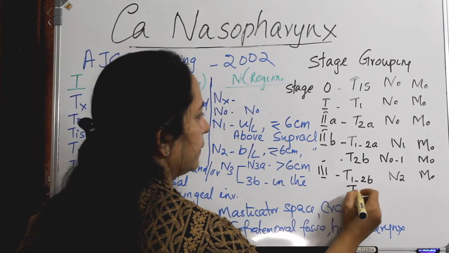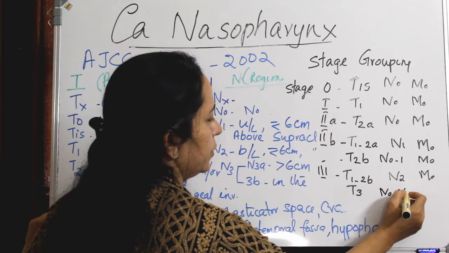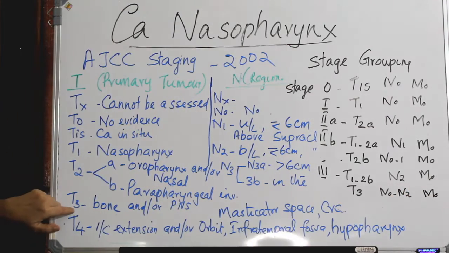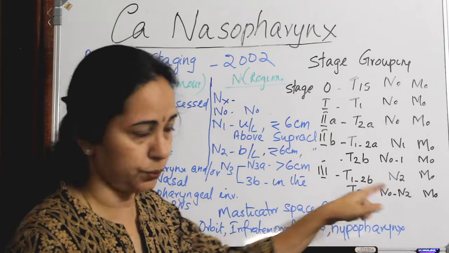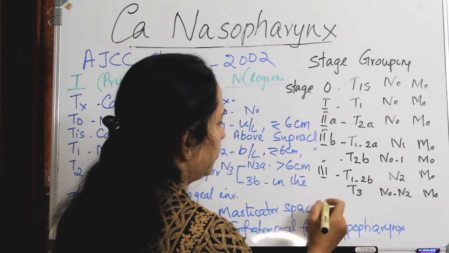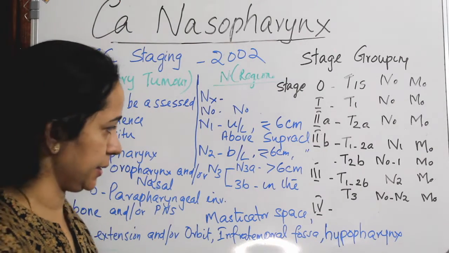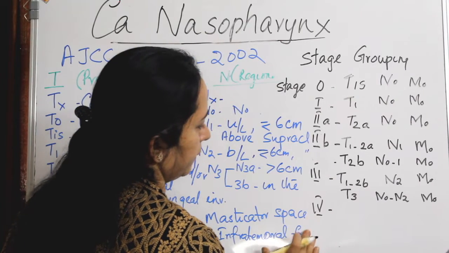So T3, N0 to N2 and M0. It becomes stage 3. Okay, so T3, N0 to N2. So basically it is N2. Then stage 4. Stage 4 is again divided into A, B and C. Stage 4A, stage 4B and stage 4C.